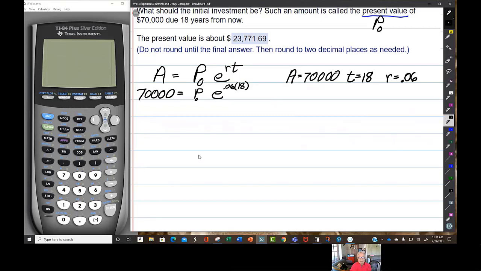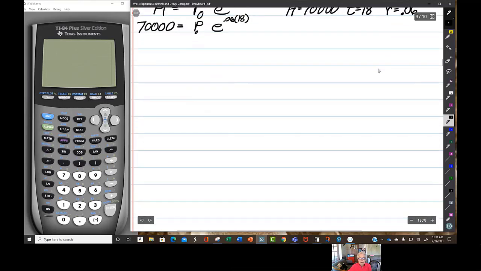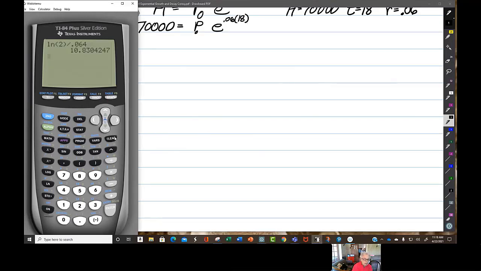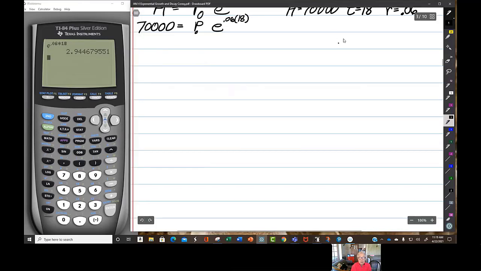Well, we don't even need natural logarithms for this one. Look at this. This is just a number, e to the 0.06 times 18. That gives me e to a power, 0.06 times 18. That's just a number. It's an ugly number, but it's a number. So I can take this number and divide both sides by it.